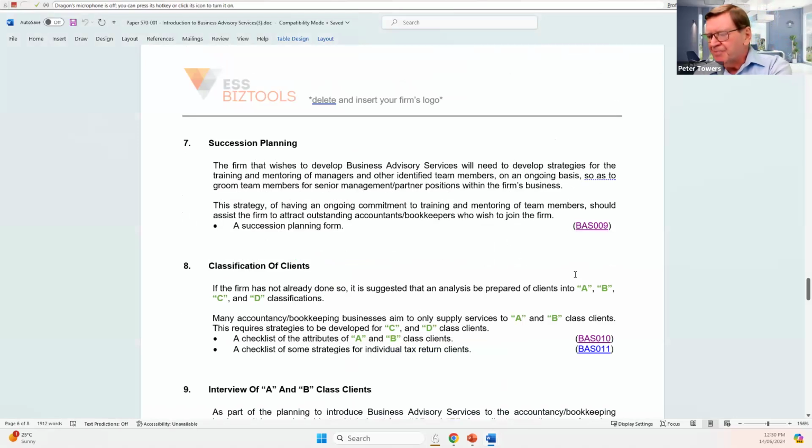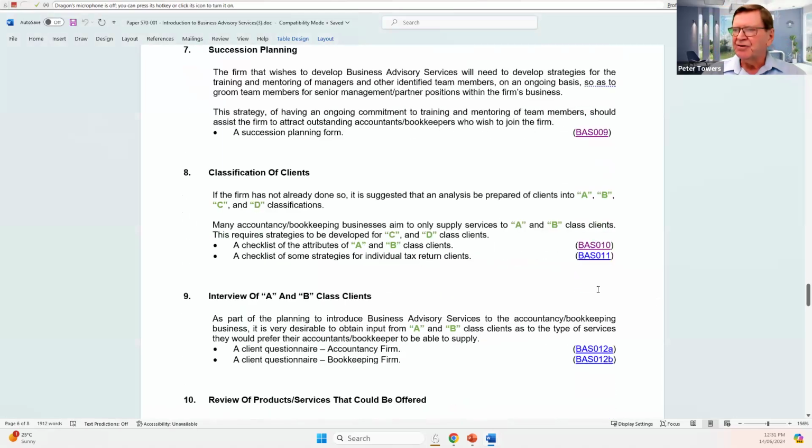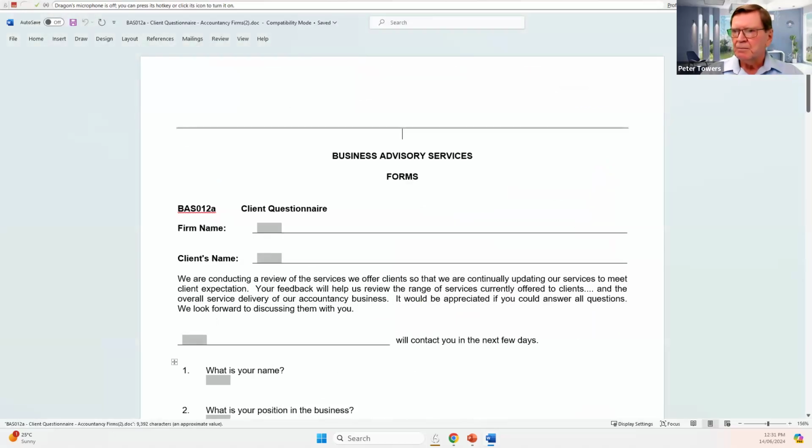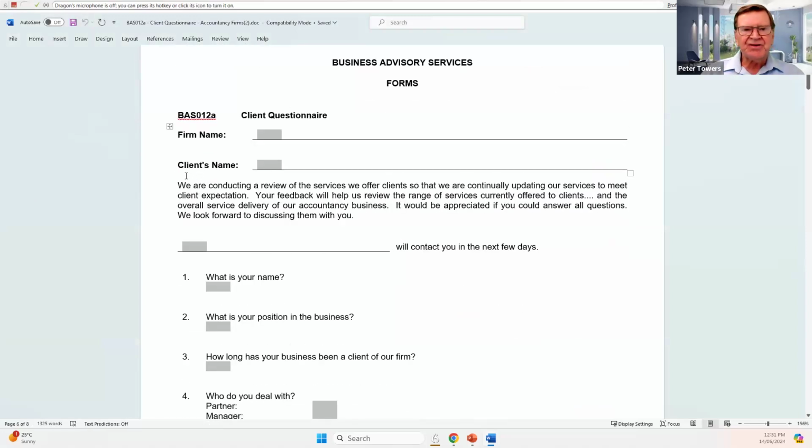There is a checklist for people who are wanting tax returns done. You can read that at your leisure. I want to look at now a client questionnaire for an accountancy firm. This is a questionnaire you could send out to your client, or have someone sit down with a client over a cup of coffee or a glass of wine and write down their answers.